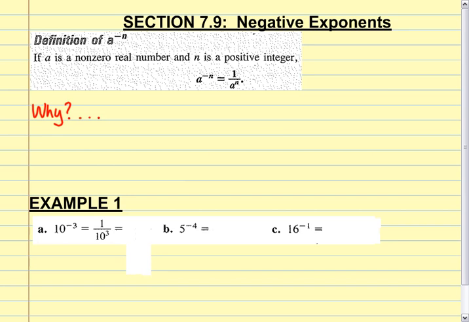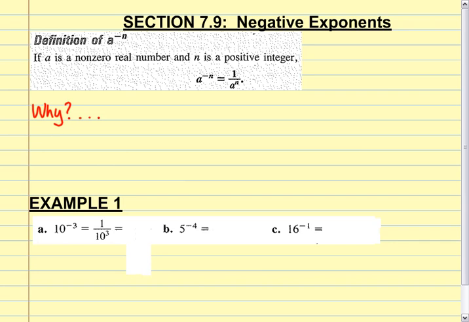Basically, this definition says that if A is a non-zero real number, so A doesn't equal 0, and n is positive, A to the negative n is equal to 1 over A to the n.